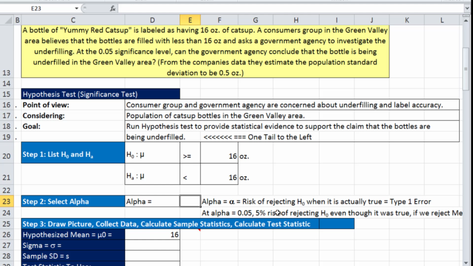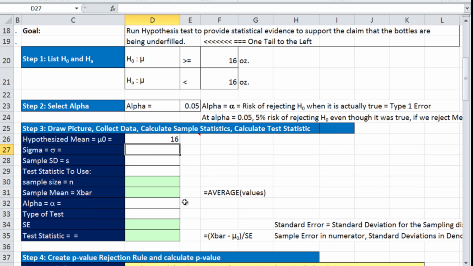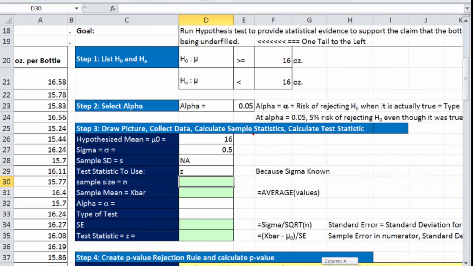We have alpha. That's the risk of rejecting our null hypothesis when it's true, 0.05. Now we can come down here. Sigma, the standard deviation of the population, is known, so we'll put 0.05. These are both in ounces. We don't know the sample standard deviation, so I'm going to put N/A. The test statistic to be used: well, we know sigma, so that means it's Z. Now for sample size N, we have a data set where a government agency or consumer group randomly selected bottles of ketchup from retail stores in the Green Valley area. So from that data set, we can calculate N.